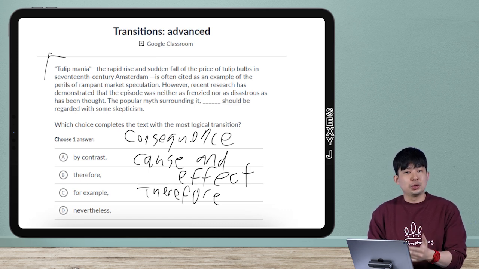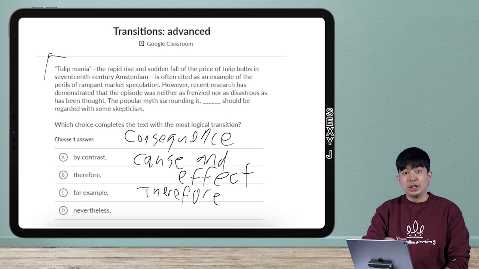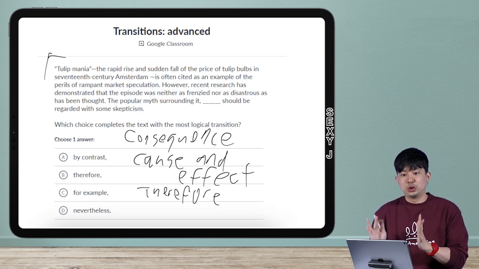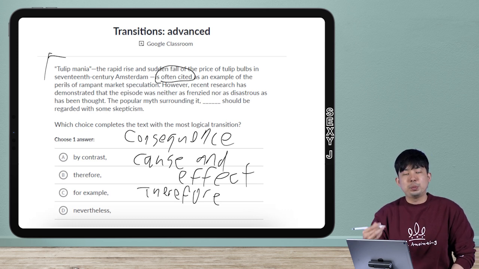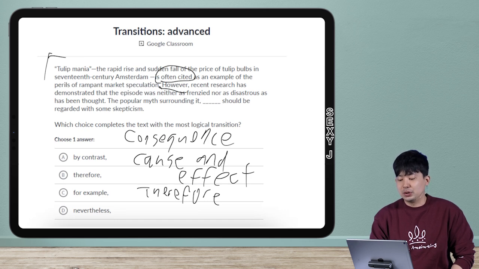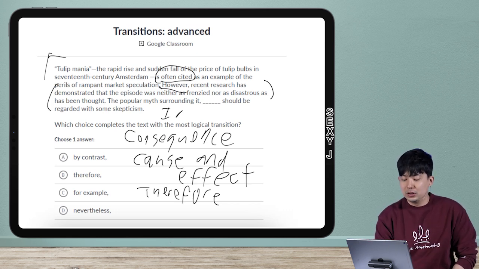From the previous videos you guys have seen, there are many passages in which we have research and we have the common idea coming first. And then we have the however. And then we have the conclusion, okay? That sounds super familiar, right? So let's look here. Tulip mania is often cited as. So that's what people say most of the time. That's the common idea. So I'm expecting there to be a but, and here it comes right here. However, recent research has demonstrated that the episode is neither as frenzied nor disastrous as has been thought. So this is our recent discovery. And from here, I'm already expecting an idea like this in conclusion.